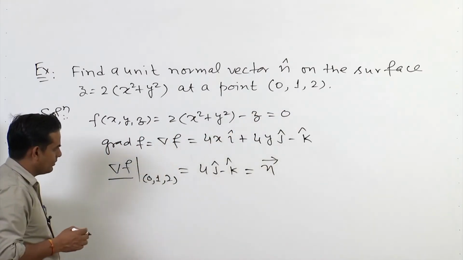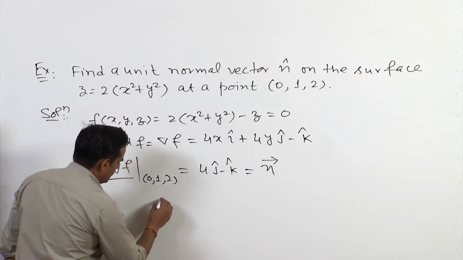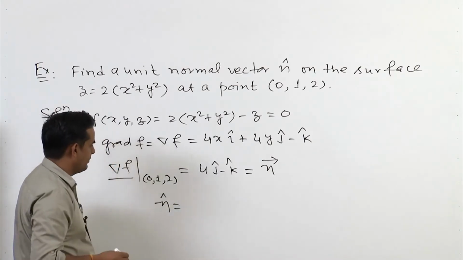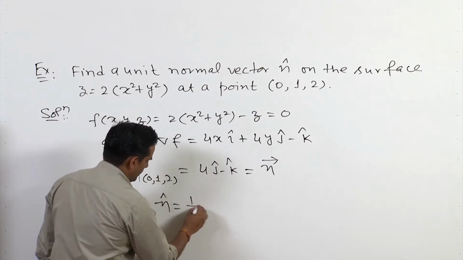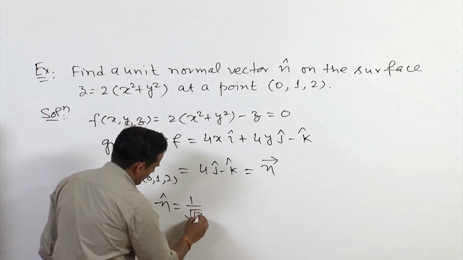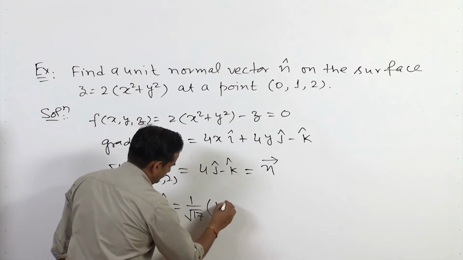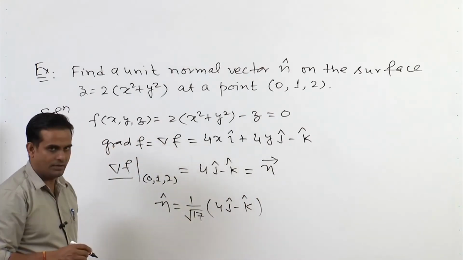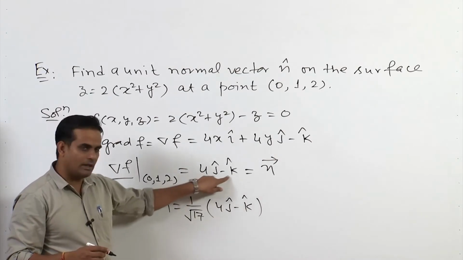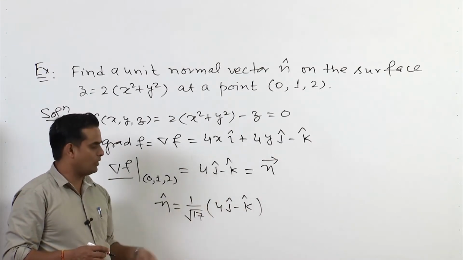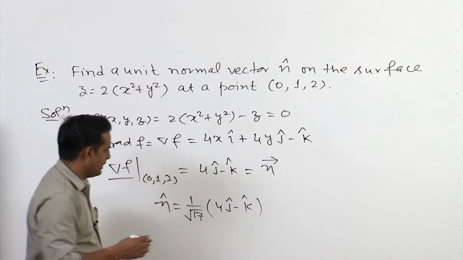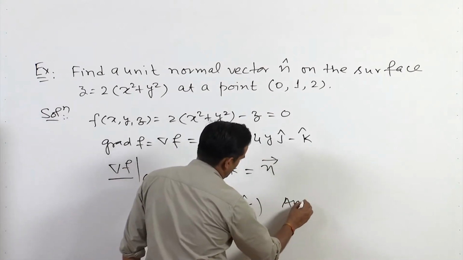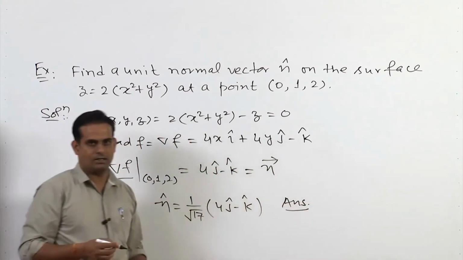Now, we need to find out the unit normal vector. So, n cap will become 1 upon square root 17, that is the magnitude of this vector, into (4j − k), and this will be the answer of this particular exercise.